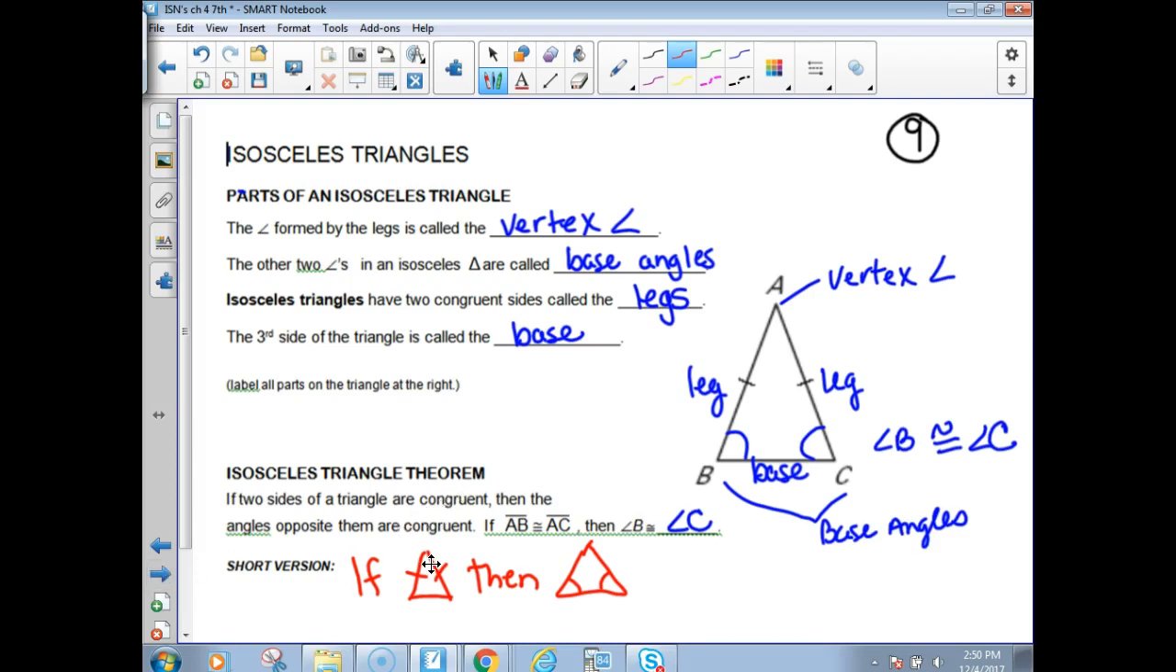So that's just saying if it's an isosceles triangle, then you've got base angles that are congruent. That's all that means. Okay, ready?